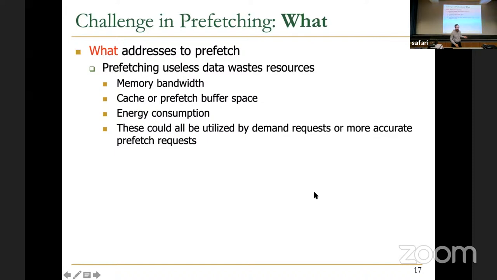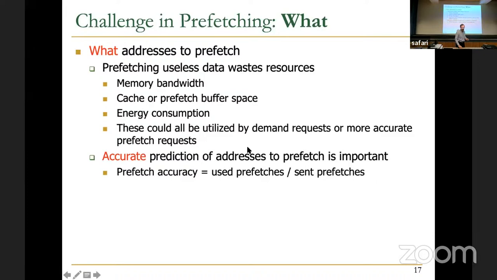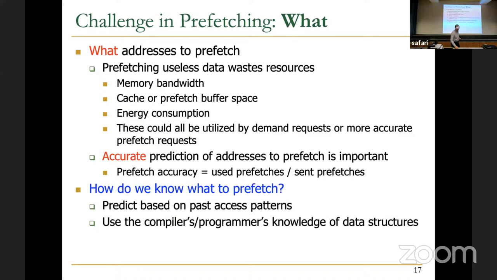But we will see that not having any useless prefetches is difficult because that reduces coverage: what fraction of the cache misses do you actually prefetch? There's usually a trade-off between coverage and accuracy, as we will see. But accurate prediction is still important. Prefetch accuracy is defined as the number of prefetches that are used by the program divided by the number of prefetches that are sent by the prefetcher. So it's simple, hopefully. Okay, so of course the question is, how do you know what to prefetch?